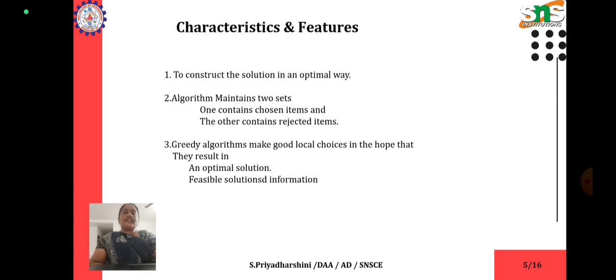Let's see the characteristics and the features. To construct the solution in an optimal way is the first characteristic. We have to maintain the algorithm in two sets: one contains the chosen items, the other one contains the rejected items. The third one would be the greedy algorithm itself. We make local choices in the hope that they result in an optimal solution and the feasible solutions.